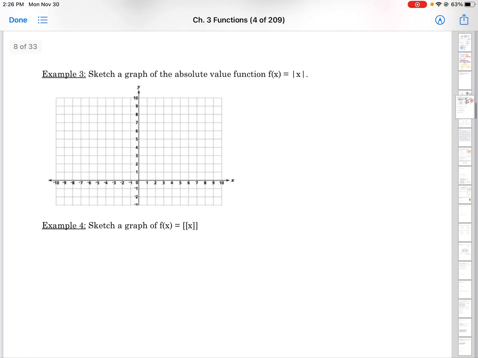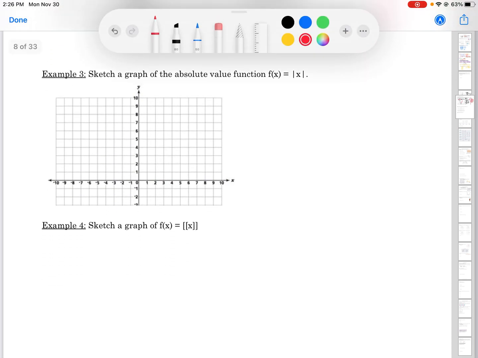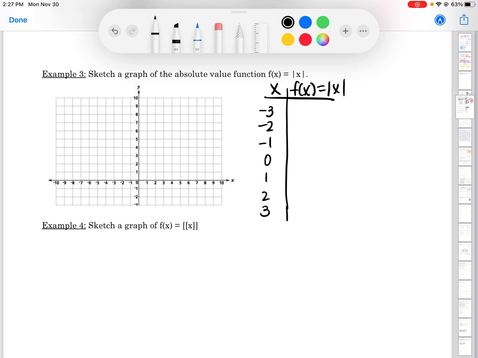Okay. Sketch a graph of the absolute value function. So this time we're going to graph absolute value. It's the same concept as what we were doing before. This isn't piecewise. This is back to a normal graph. So we have x and we have f of x is equal to the absolute value of x. And we're going to choose any values of x. So maybe -3, -2, -1, 0, 1, 2, 3, just enough to get an idea of what's going on.